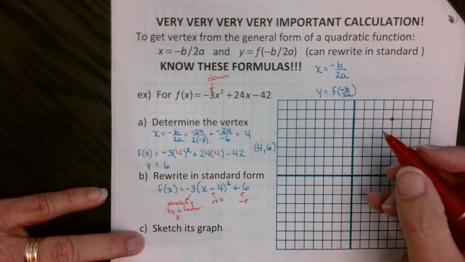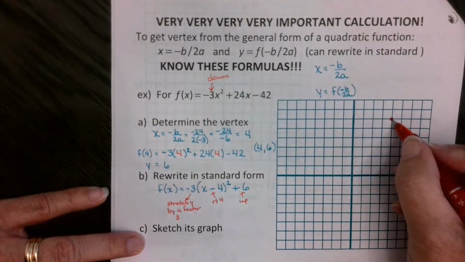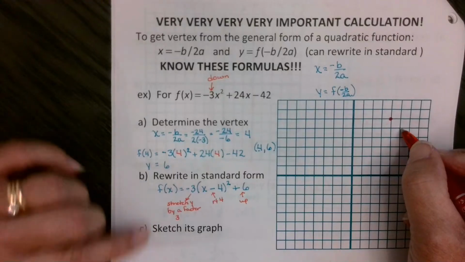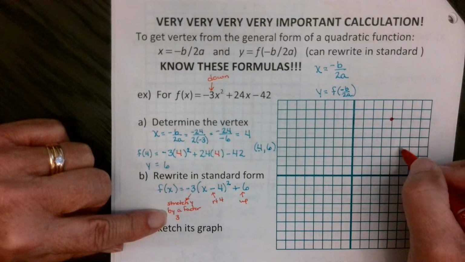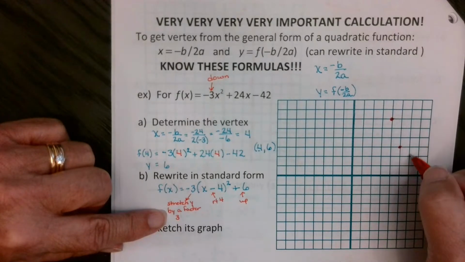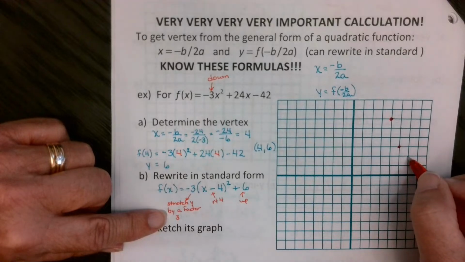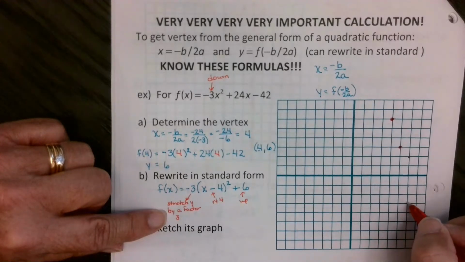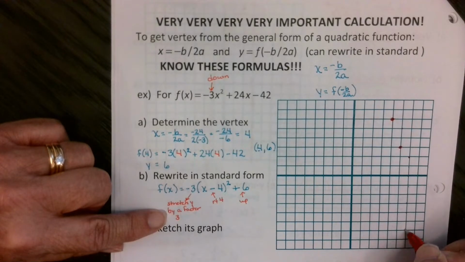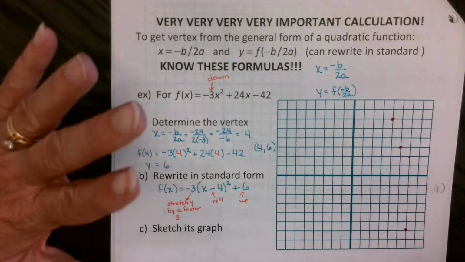Now, usually, what your point's going to be would be right 1, down 1, but because we have a stretch factor of 3, it would be right 1, down 3. Usually it'd be right 2, down 4, but instead of 4, you multiply that by 3 and you get 12. 5, 6, 7, 8, 9, 10, 11, 12, way down here. And that's all you have to do.